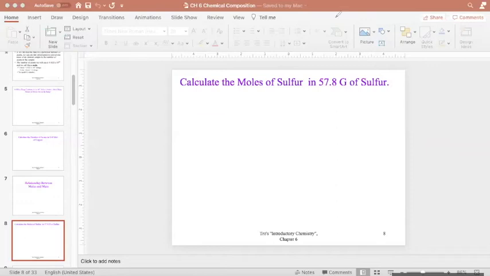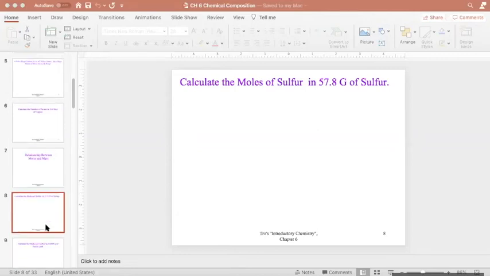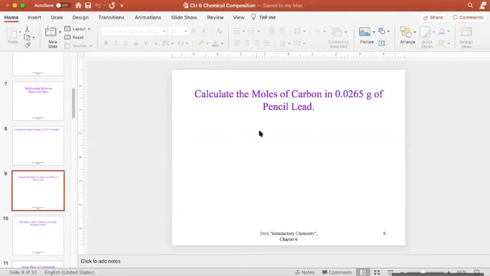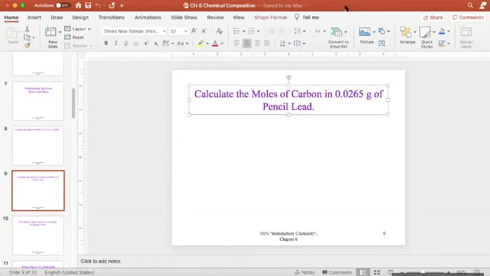Okay. Now let's see if we have more problems in here. Okay. So this will be your homework over here. Calculate the moles of carbon in 0.265 gram of pencil lead. And I can write over here, right? Let me write. Over here. Okay.